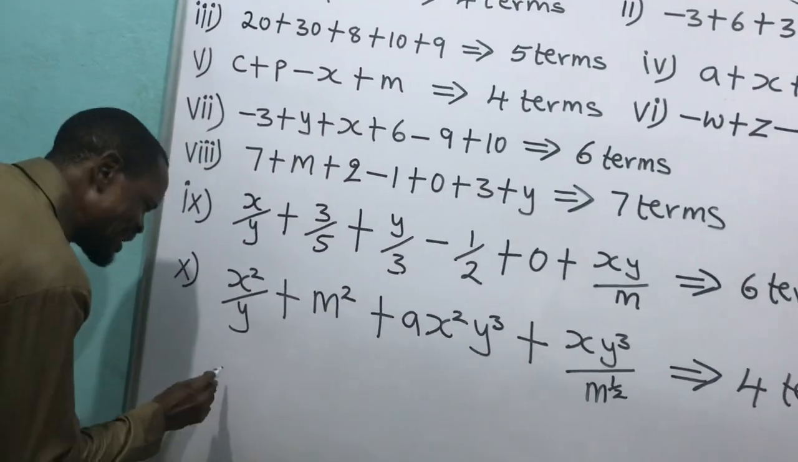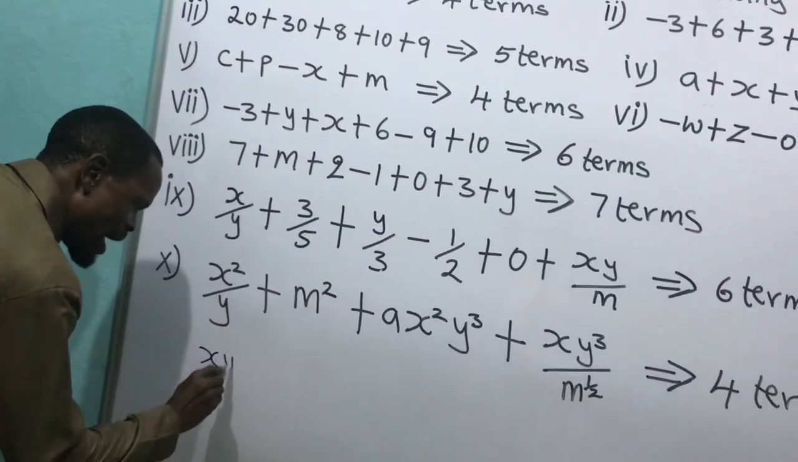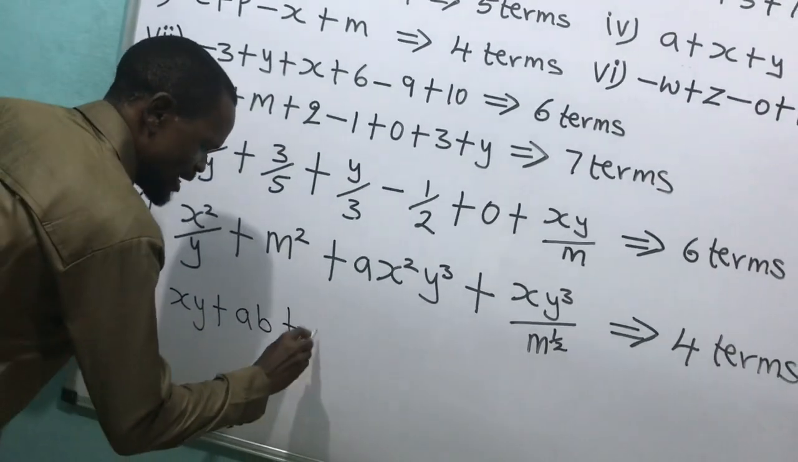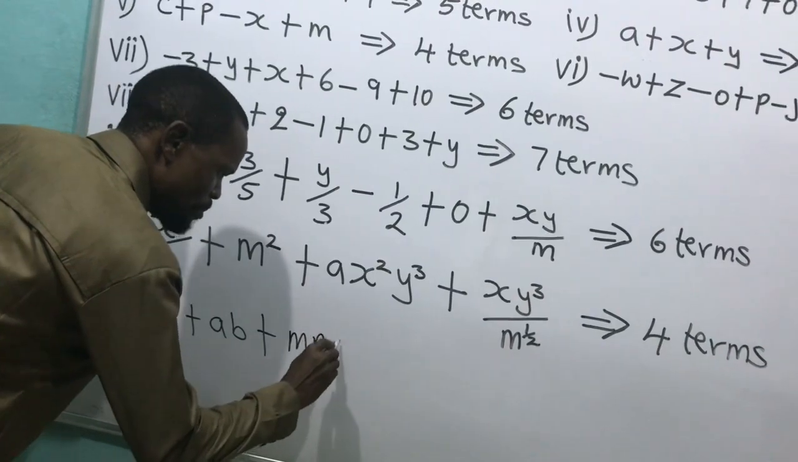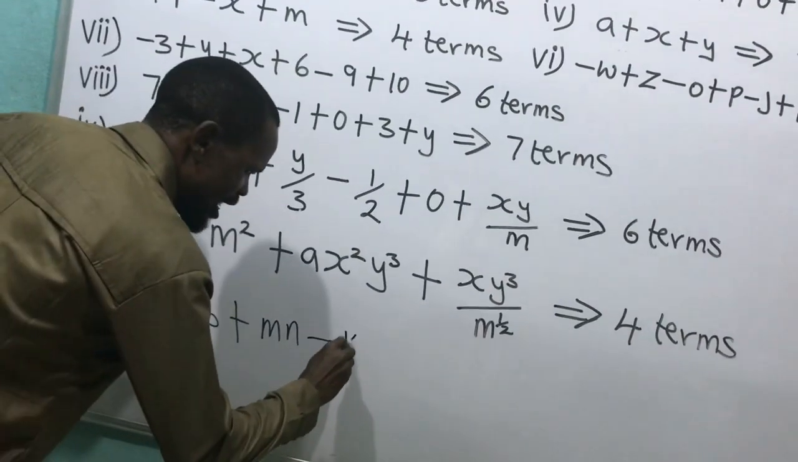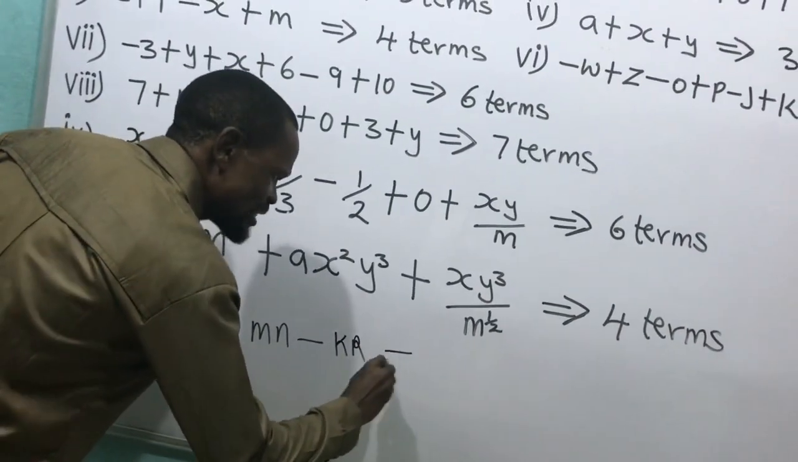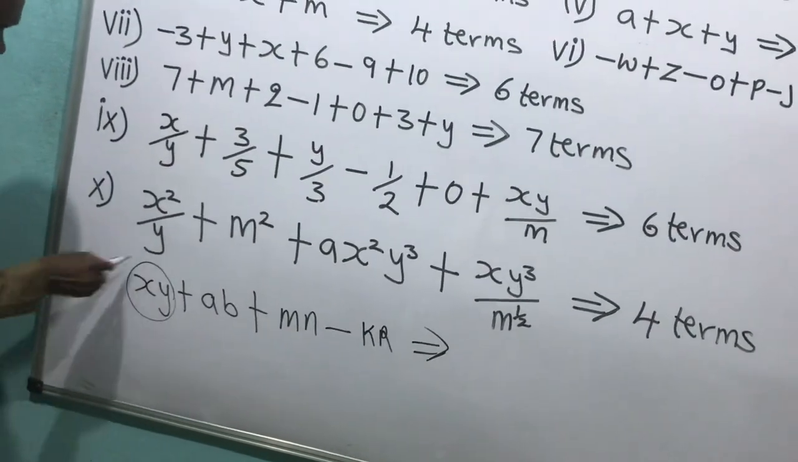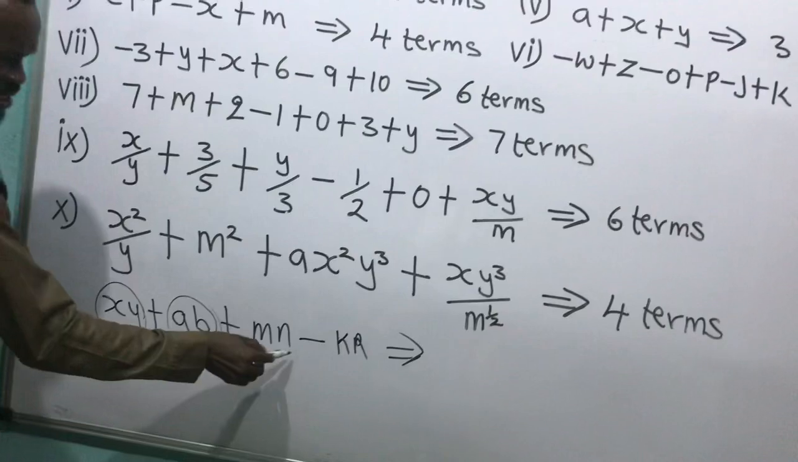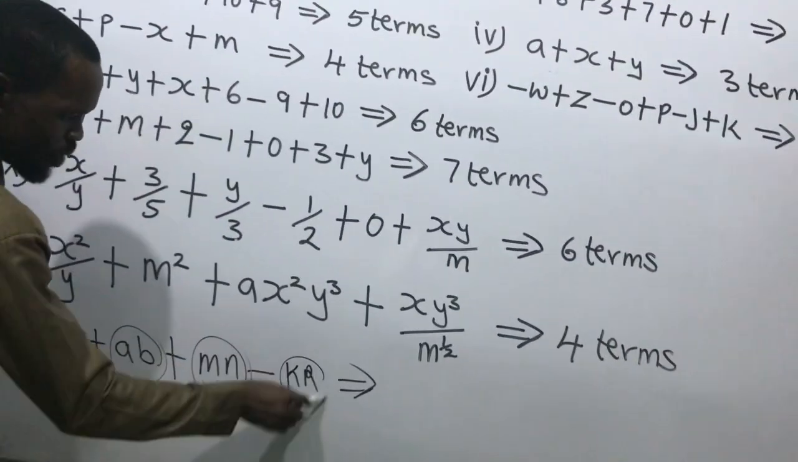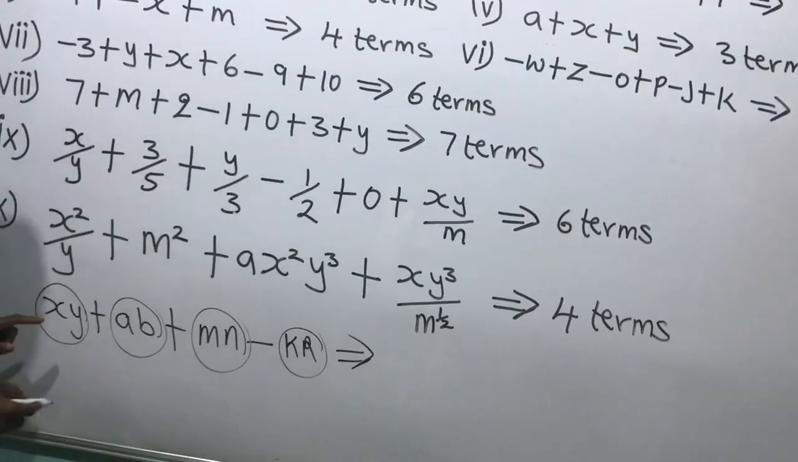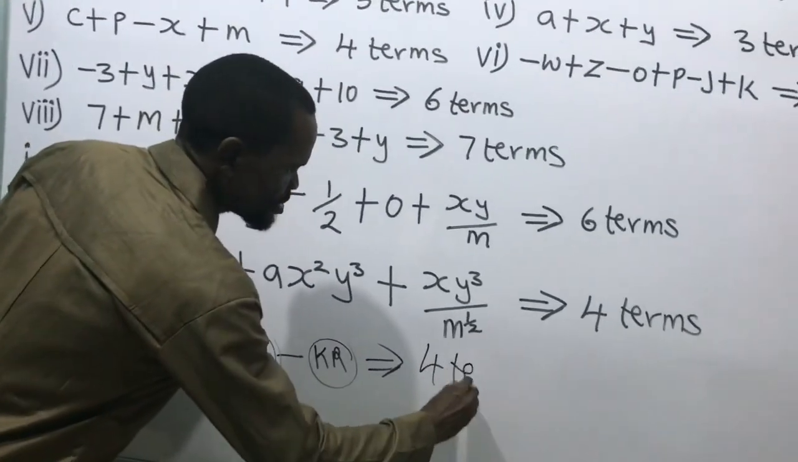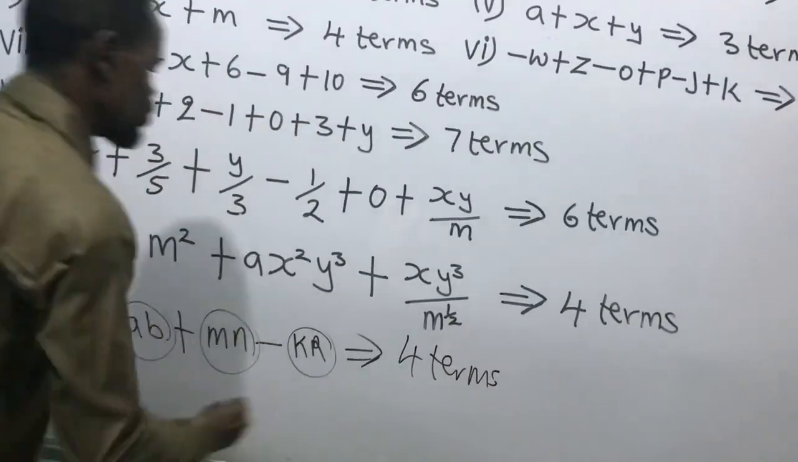I can as well write this: XY plus AB plus MN minus KR. That implies, how many terms did I have here? This is one term, this is one term, this is one term, this is one term. And that means, how many? 1, 2, 3, 4. And I say 4 what? Terms. That's 4 terms. That's what we have here.